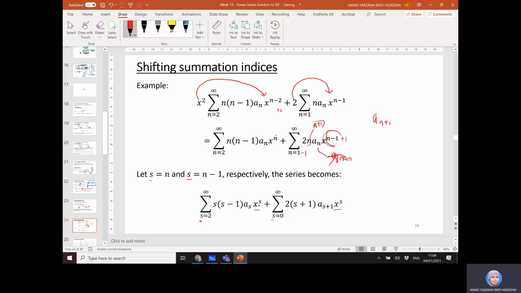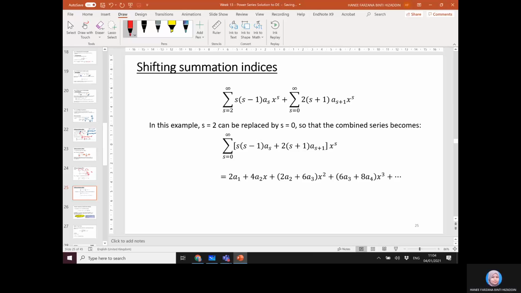And next you want to make the series start at the same point. In this particular example, for this particular series, you can just replace it by s equals 0. Why is that? So let's see.